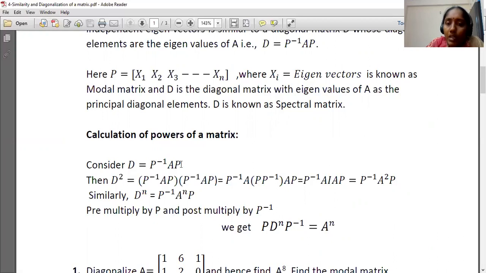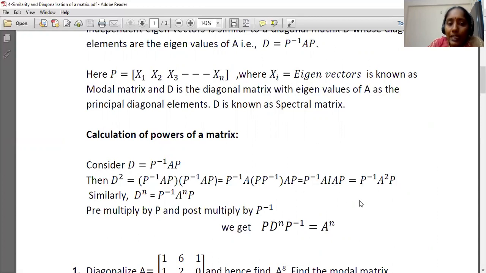Consider D equals P inverse AP, where P is the model matrix, or what we considered the transformation matrix. Then D square means D into D. That can be written as P inverse AP into P inverse AP. P into P inverse is an identity matrix, I. Then P inverse A into I into A into P. Here I is an identity matrix, so A into I into A is A square. So P inverse A square P.